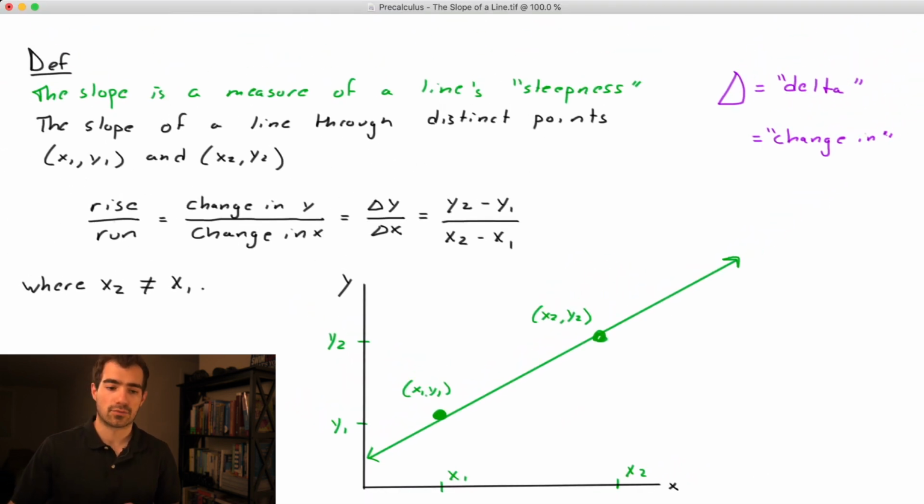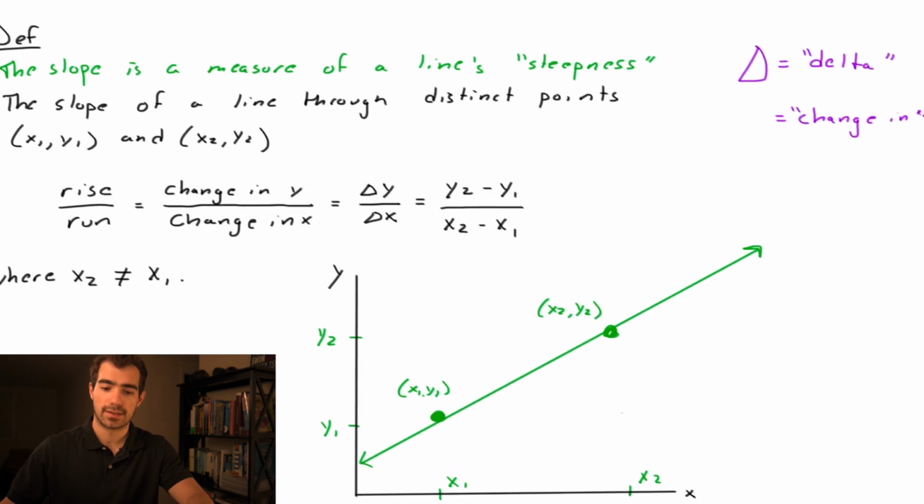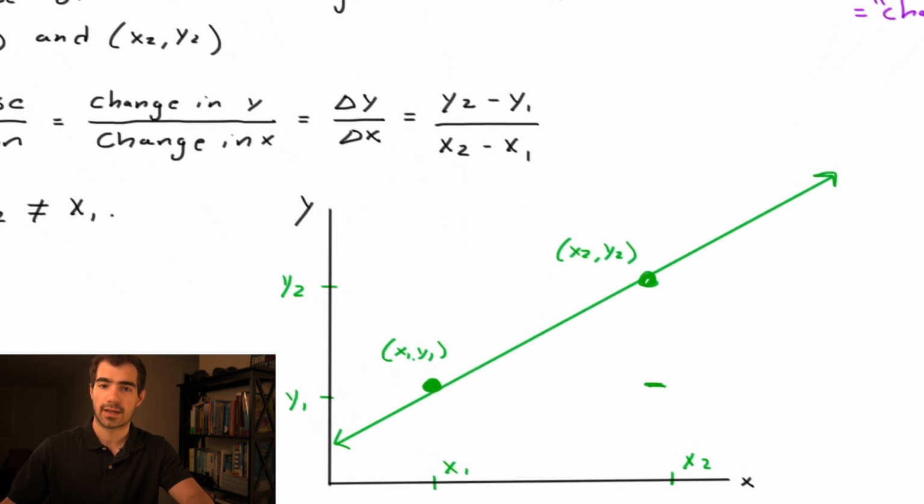When we talk about the rise or the change in y, what we're really saying is the difference between y2 and y1. In other words, how high are we rising up when we go from one point to another? What is the difference between this level where we're starting at y1 and this level here where we're ending at y2? So how much are we going up this way? And this would be what we call our rise, or y2 minus y1.